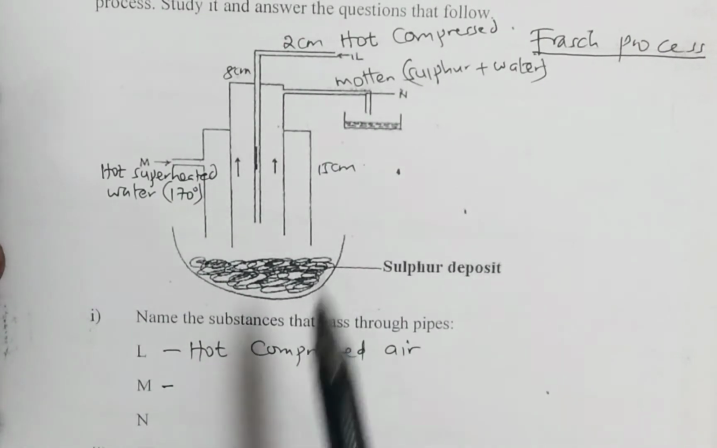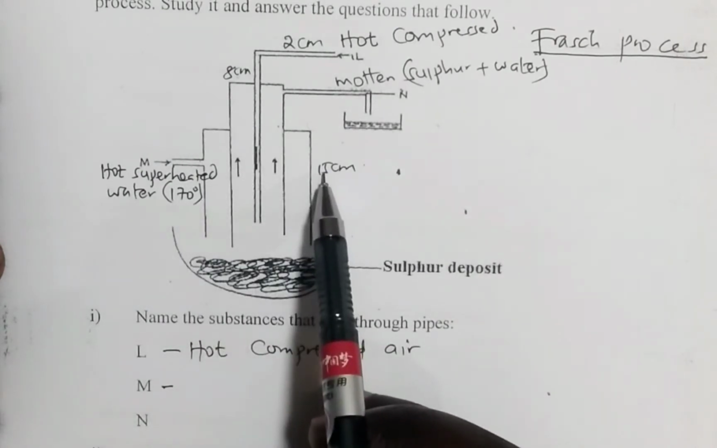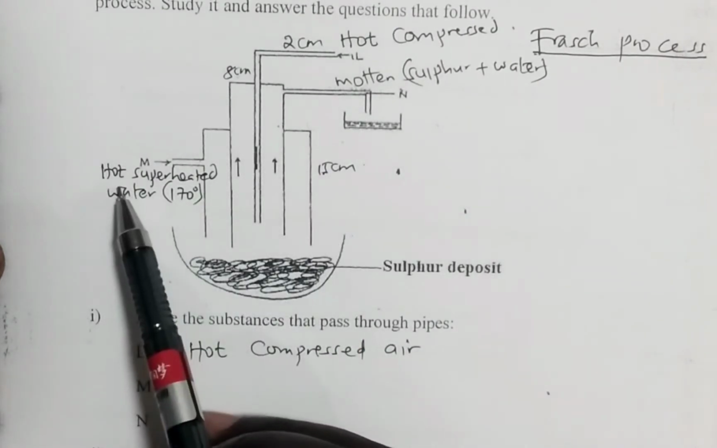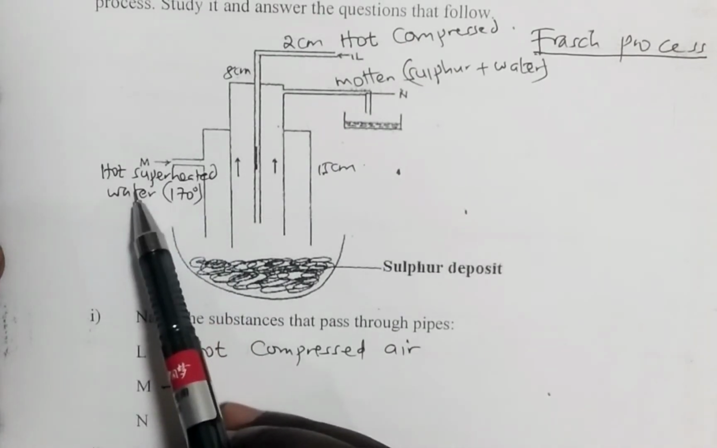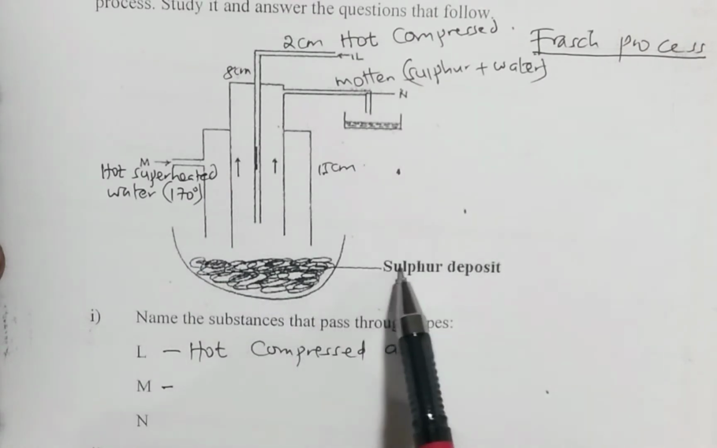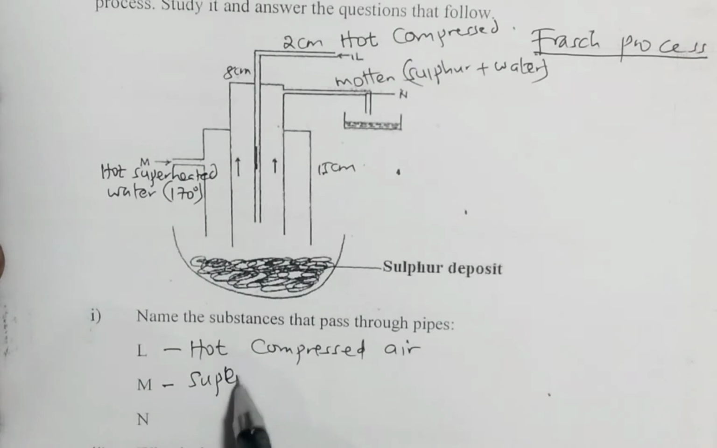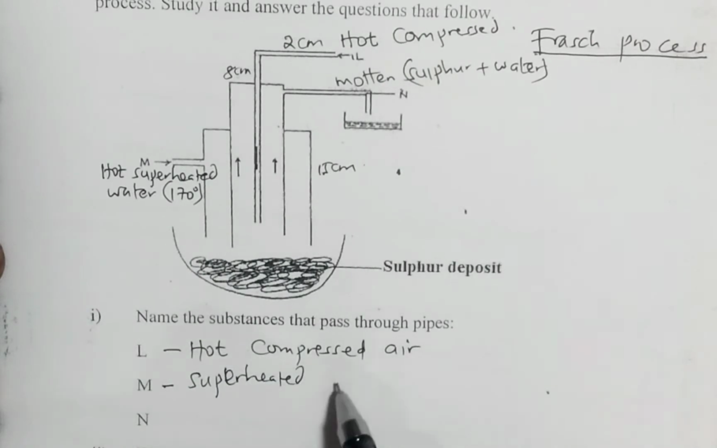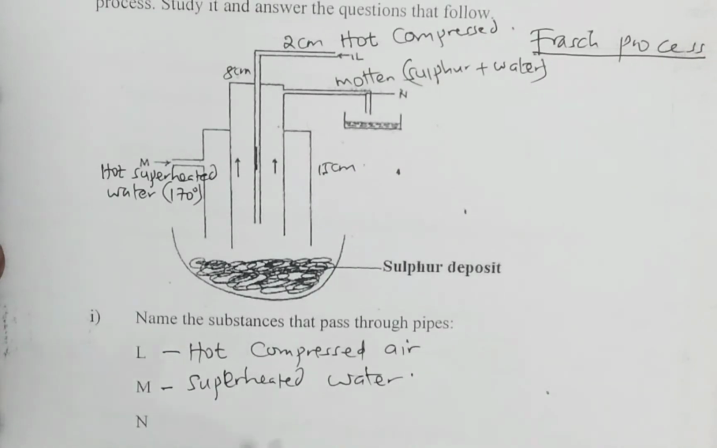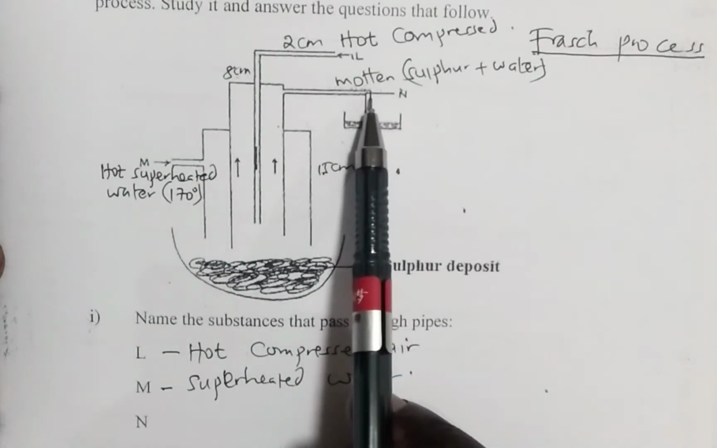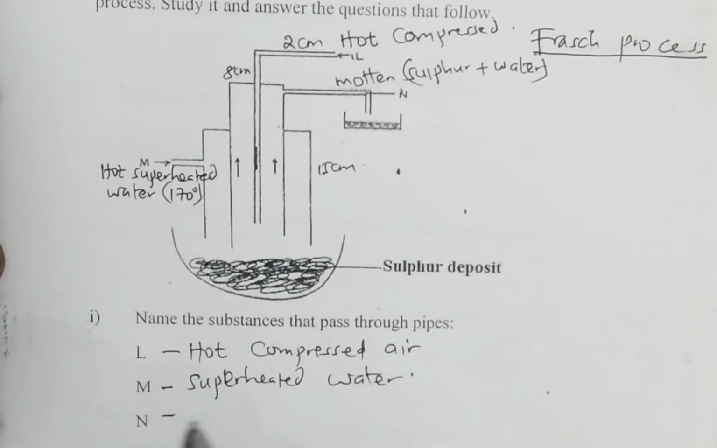We have pipe M. Pipe M is the outermost pipe of 15 centimeters diameter, which carries hot superheated water, and the purpose of hot superheated water is to melt the sulfur deposits. Then N, which is the middle pipe, this one carries the mixture of molten sulfur and water.